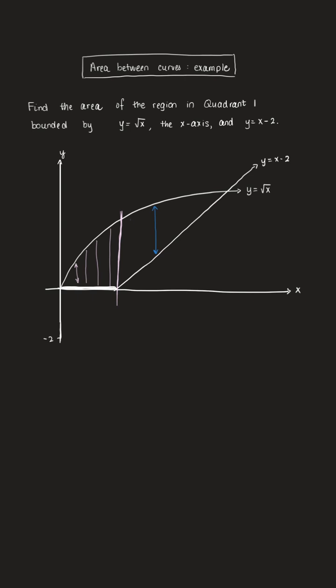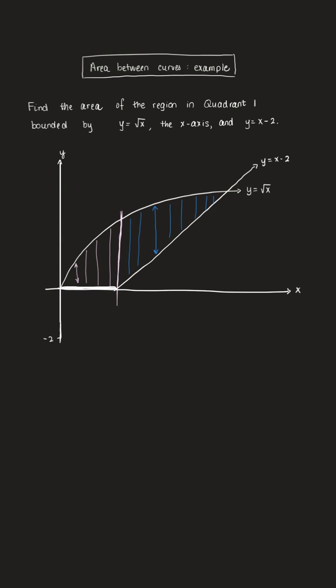So this means that if we integrate vertically by thinking of the two functions as functions of x, we're going to have to create two separate integrals. And that's fine, that's not a problem. Let's set that up, and then we'll think about if maybe there's a better way of doing this.